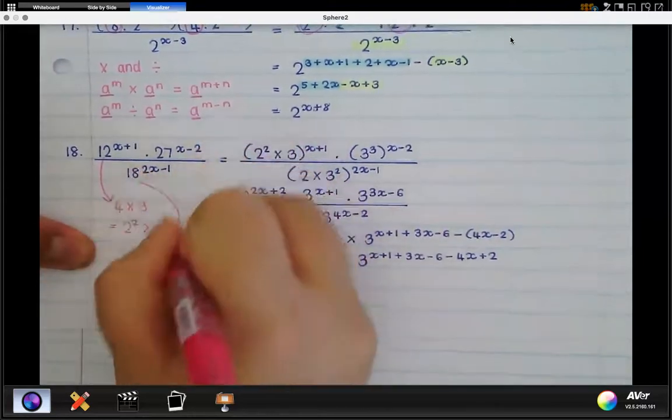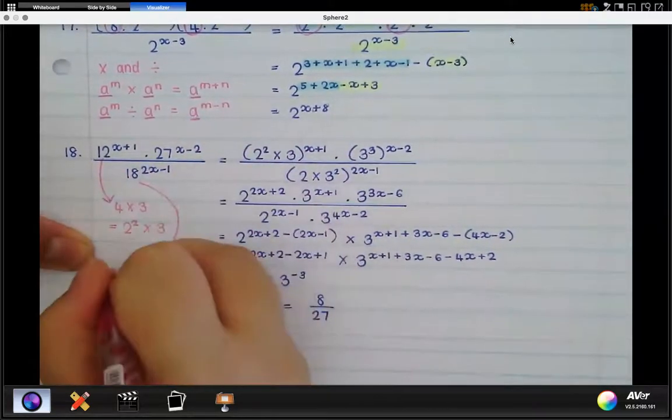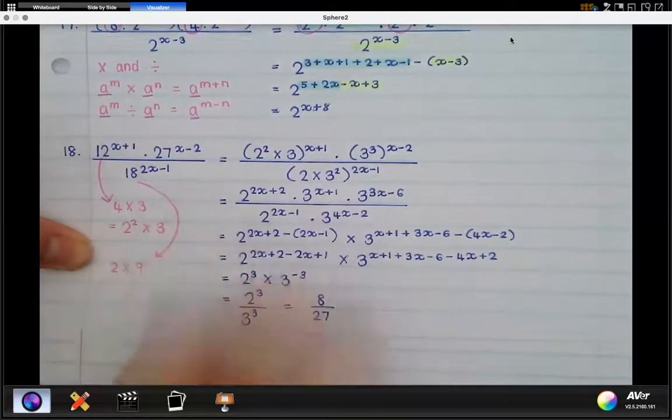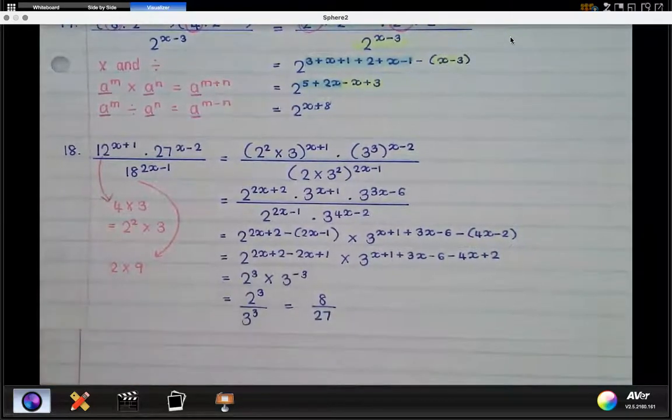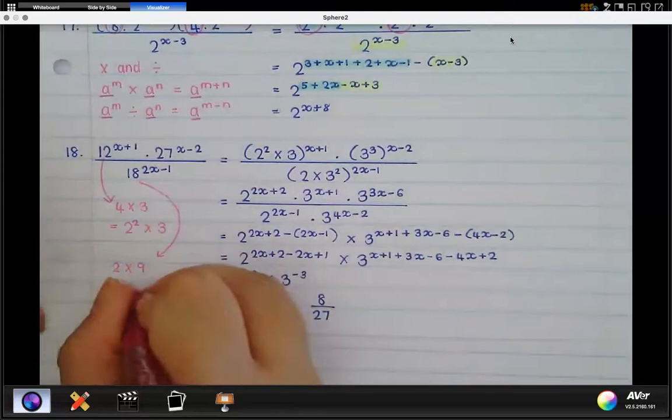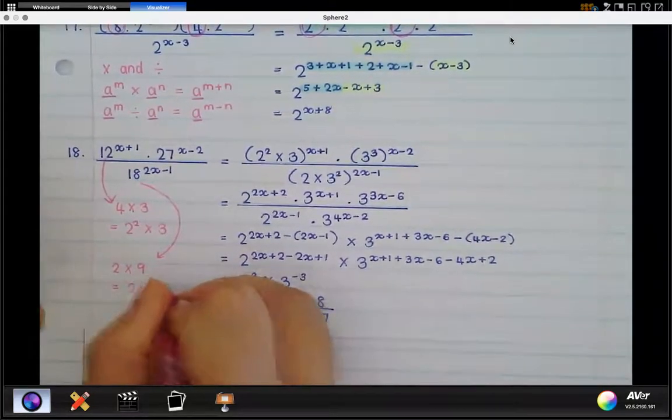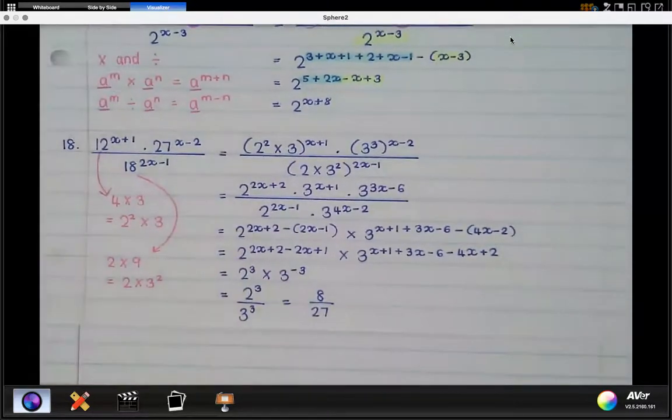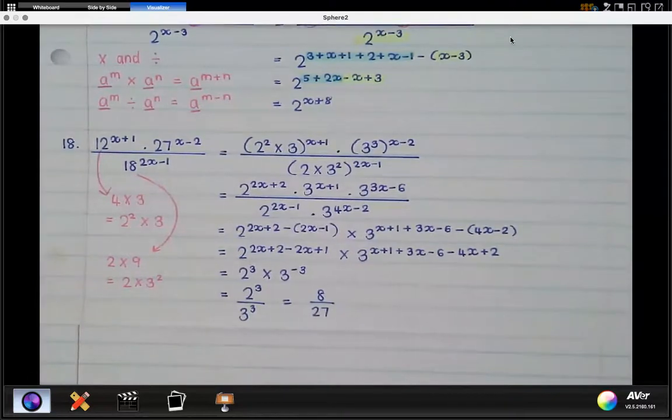And then 18, again, you can just think, okay, 18 is 2 times 9, right? 2 is a prime number, but 9 is not. 9 is actually 3 squared. So 18 will be 2 times 3 squared. So if you don't have that factor button, it's not the end of the world, all right, you can absolutely still get the right answer like that.